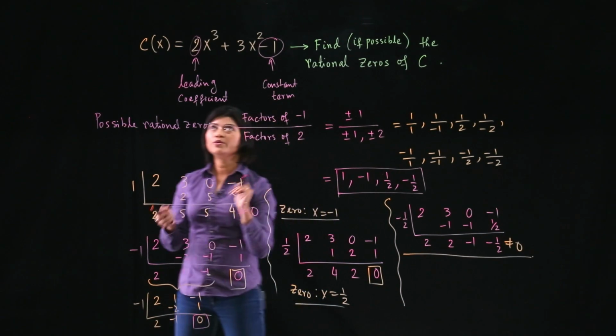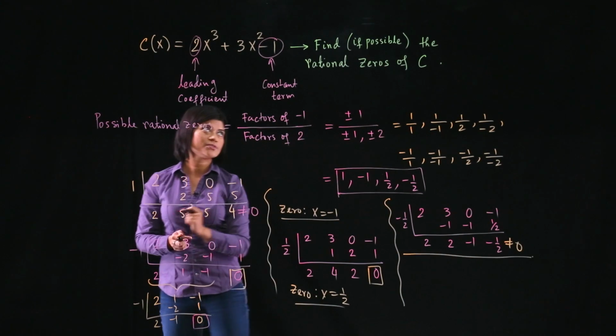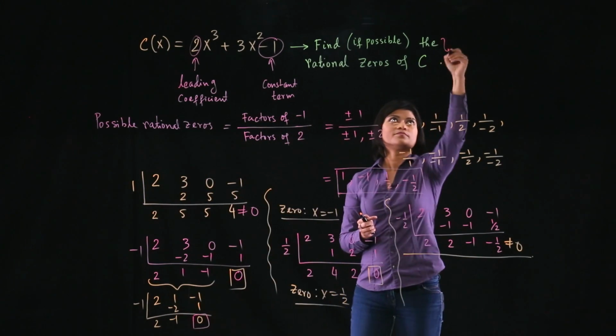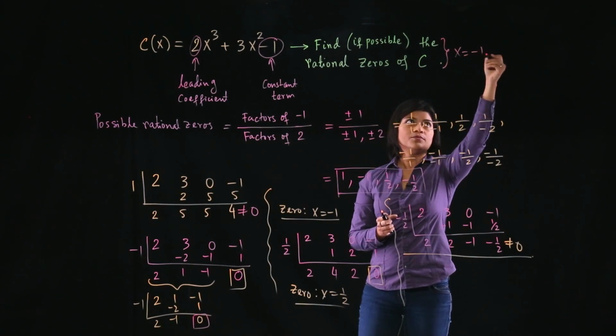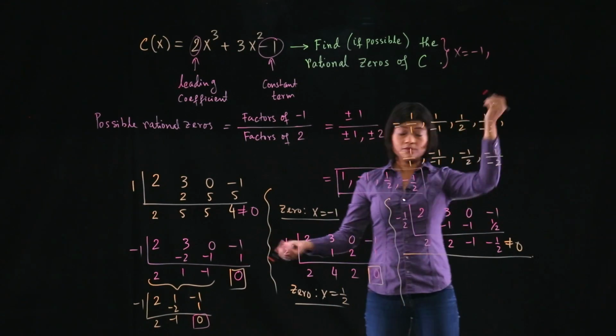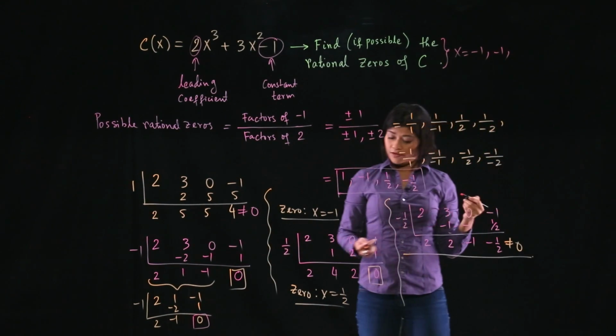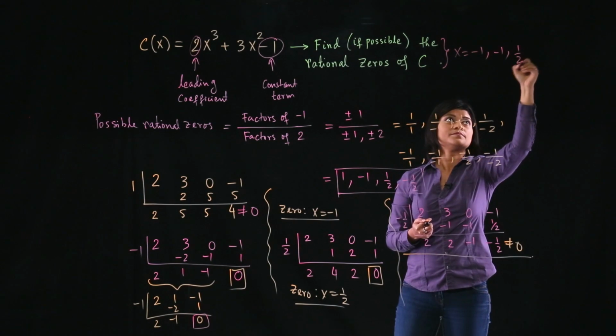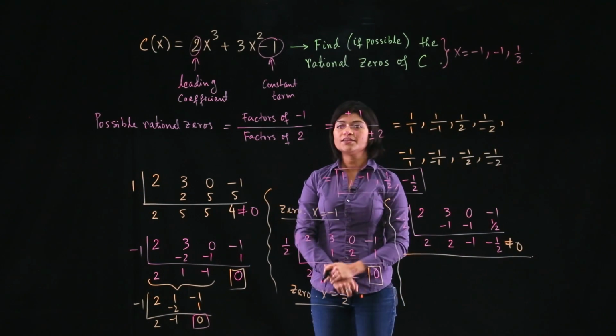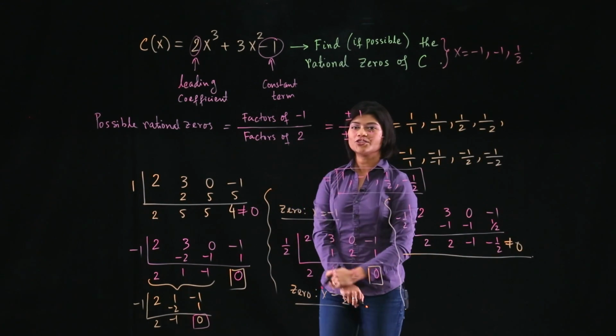So, we have all the rational zeros. They are negative 1, repeated twice, and 1/2. Those are the 3 rational zeros of the function c.